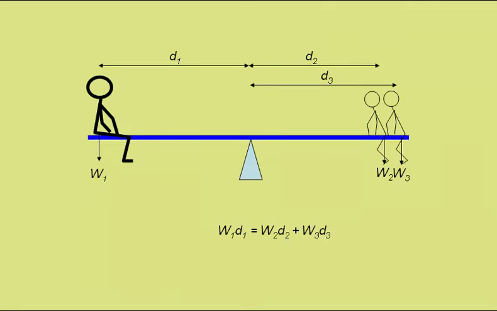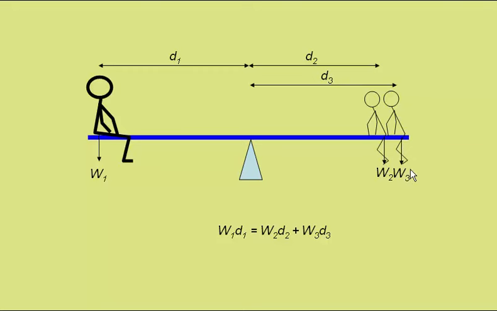Here we have a slightly more complicated case to explain the term "the sum of the moments". In this case, one larger person on the left, providing an anti-clockwise moment, is balanced by two people on the right, providing a clockwise moment. I've used the same notation as before, with this person having weight 1 and being distance 1. These two people now are distance 2 for weight 2 and distance 3 for weight 3.